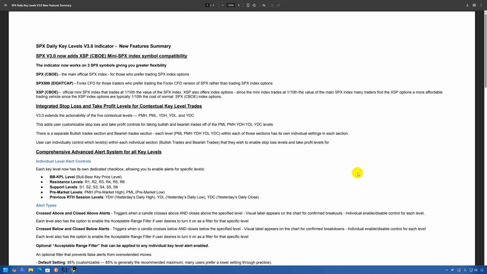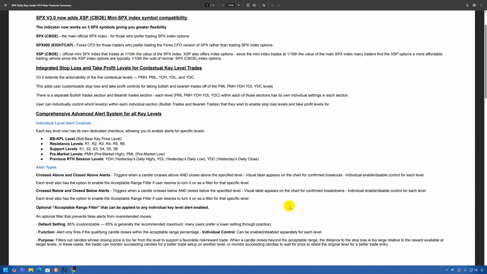Also, cross below and close below alerts, which offer the same controls as the crossed above and closed above alerts. This would be for bearish signals, when a candle crosses below and also closes below the specified level. The acceptable range filter is there for crossed and closed below alerts as well.